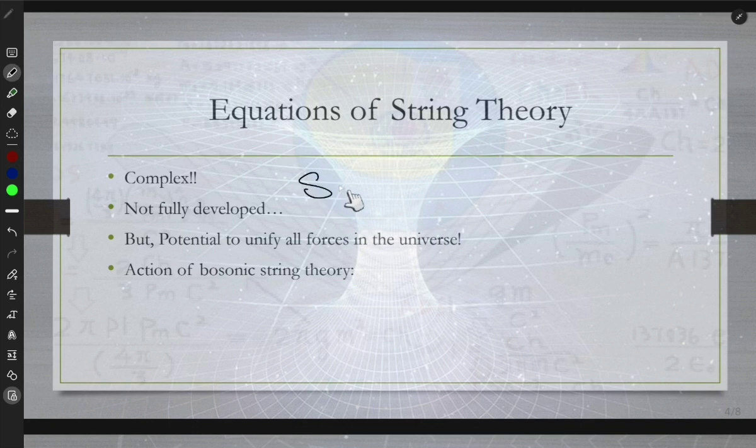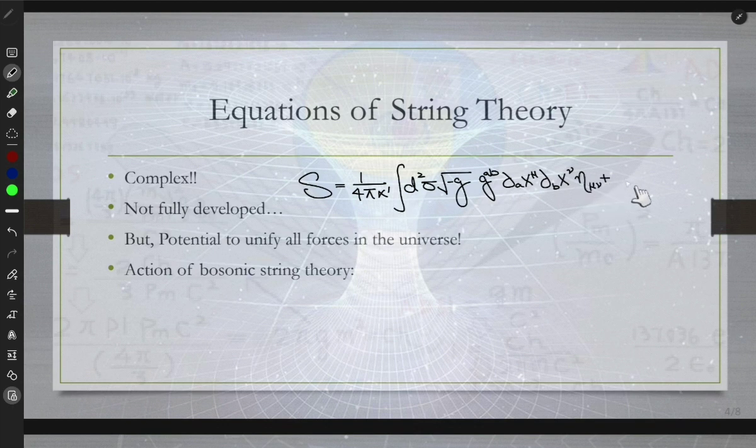So we know that you can write action with S, and the action for the bosonic string theory is as follows. It's 1 over 4 pi alpha prime integral of d squared sigma under root of minus g times g^{ab} partial_a x^mu partial_b x^nu eta_{mu nu}, plus some other terms, right? Now, this is the action of a bosonic string theory.